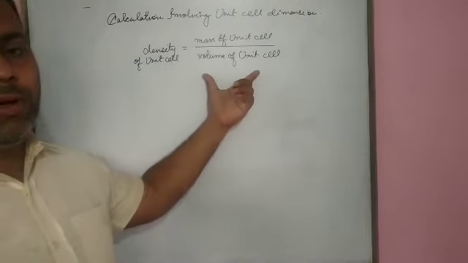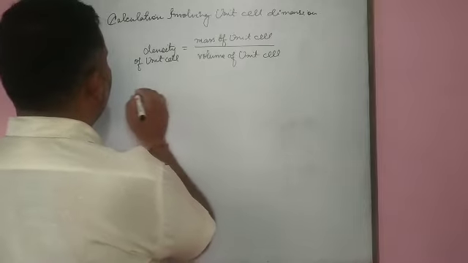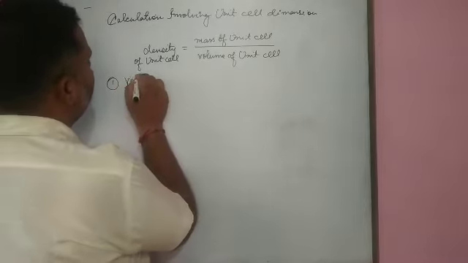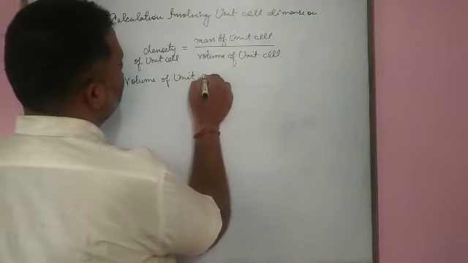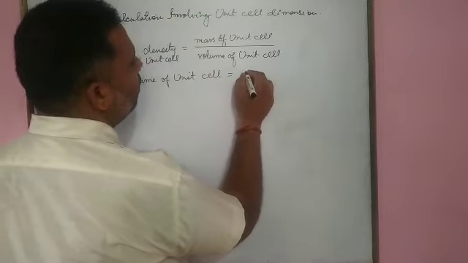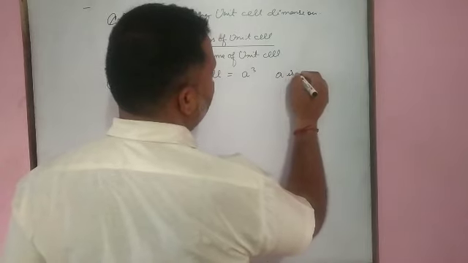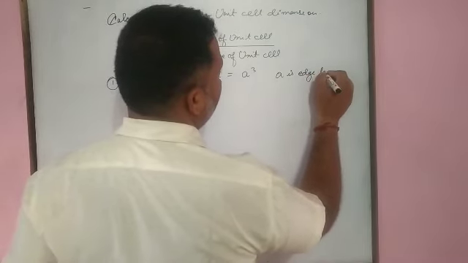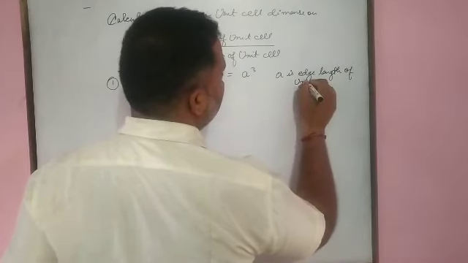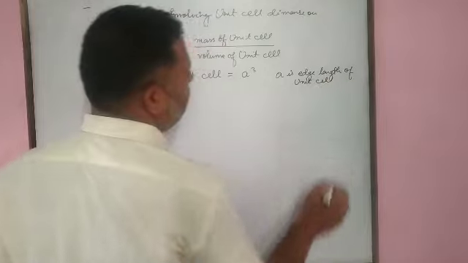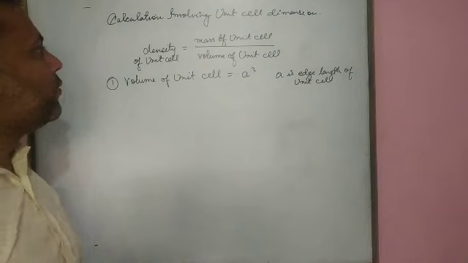You know what the volume of a unit cell is? The first one is the volume of the unit cell. It is equal to a cube, where a is the edge length of the unit cell. So the next one, we will know what the mass of the unit cell is.